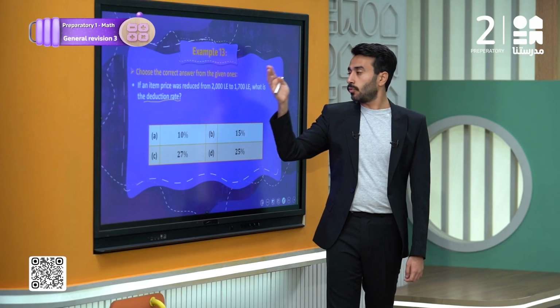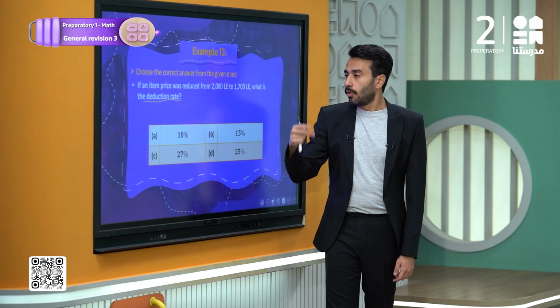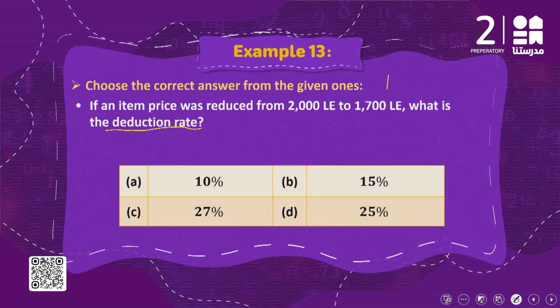It was 2,000 and now it is 1,700. What is the deduction? What is the discount that happened here? Just subtract, it will be 300. Now to find the rate or the percentage, take the discount over the original price, which was 2,000. And then to find the rate or the percentage, just multiply by 100.